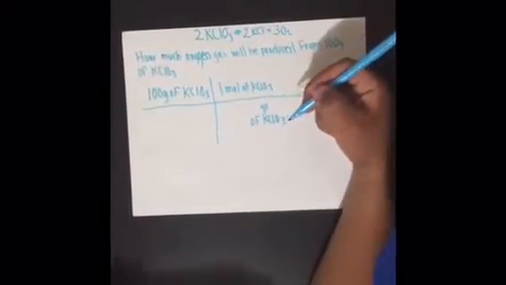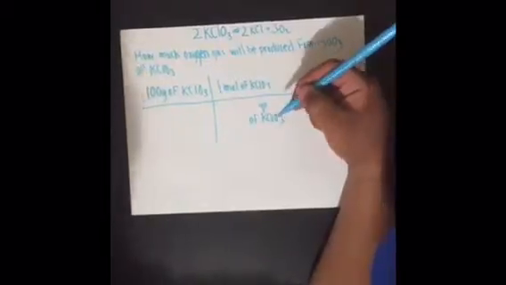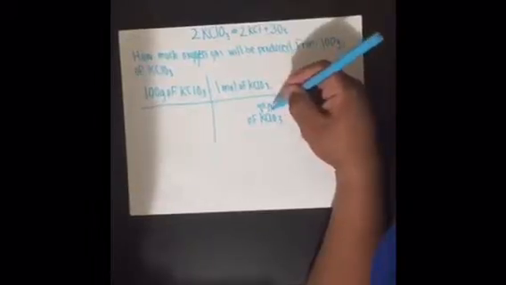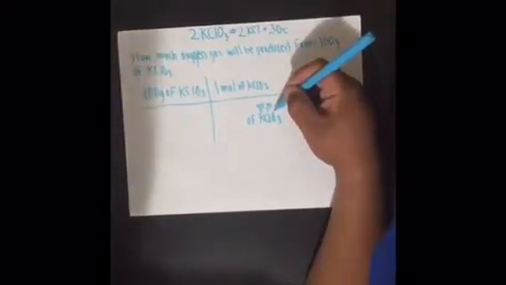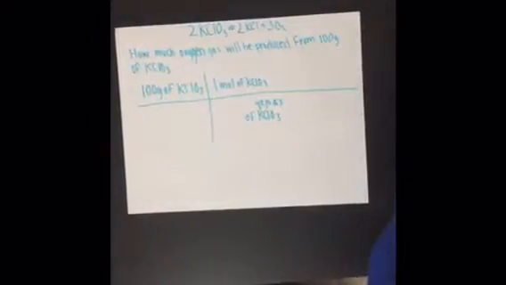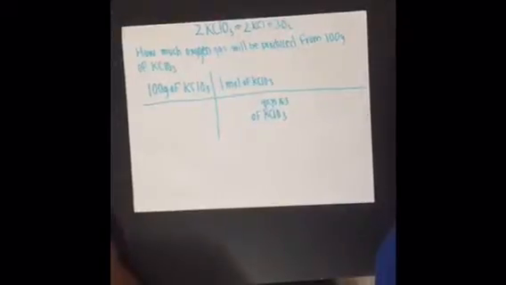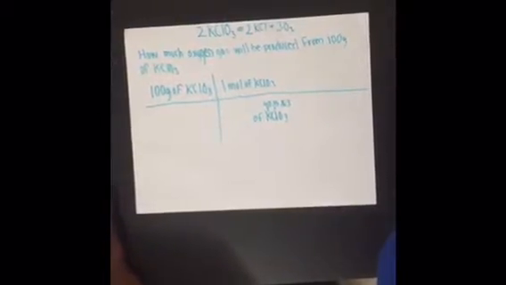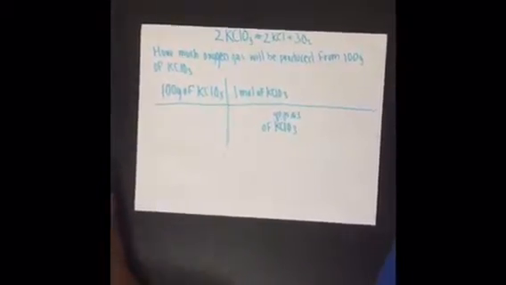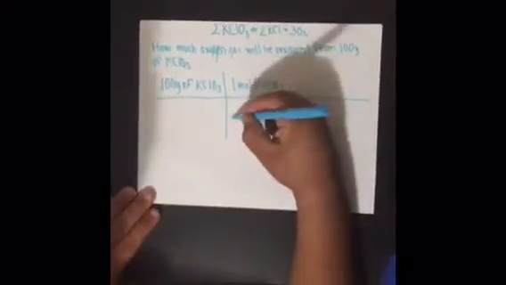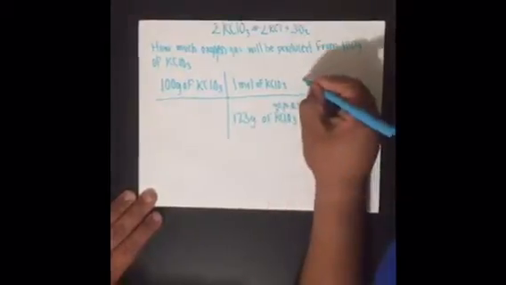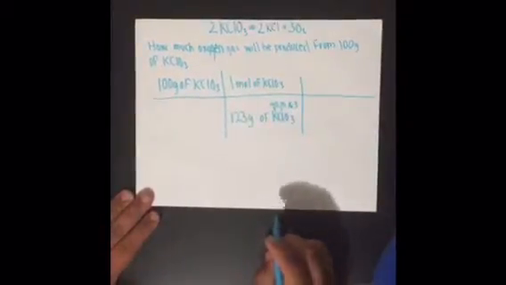Cl is 35.45, so I'll round it off to 35. And then O is 16, so basically 16 times 3. I get my calculator. 40 plus 35 plus 16 times 3 equals 123 grams of KClO3. So now I do the same thing.